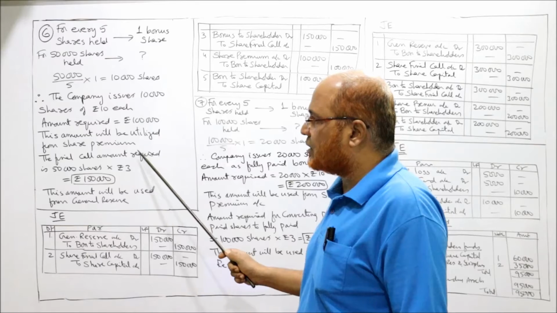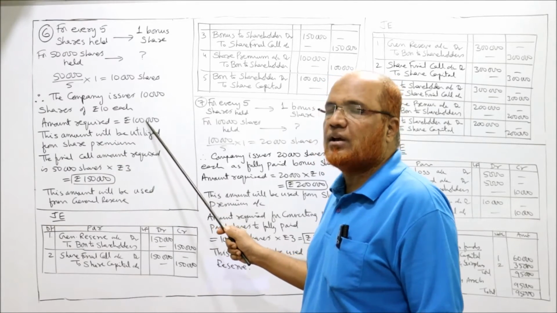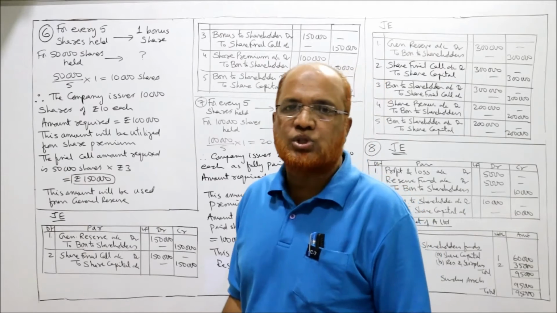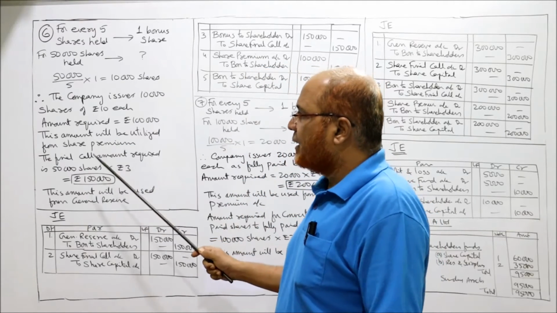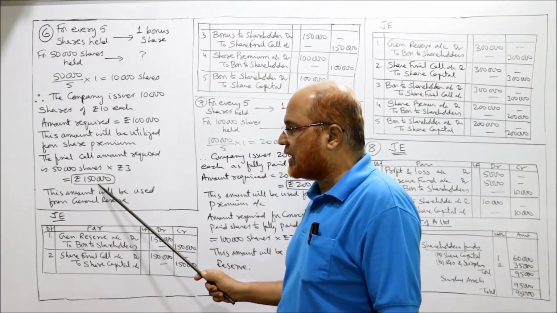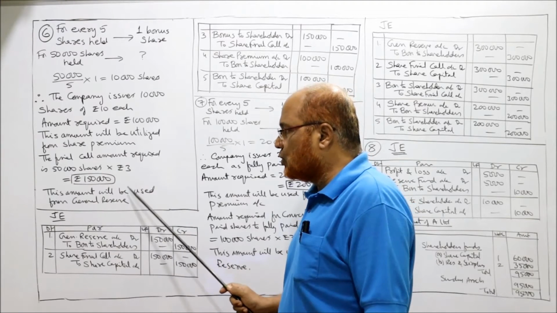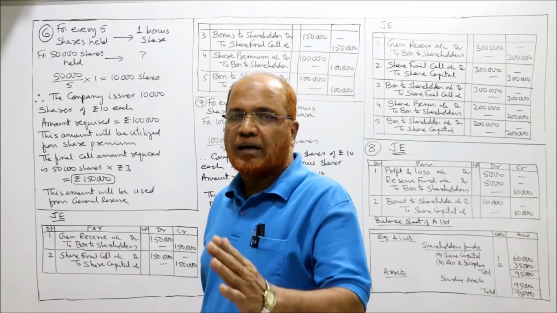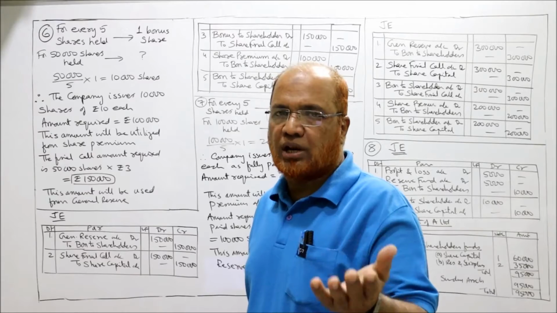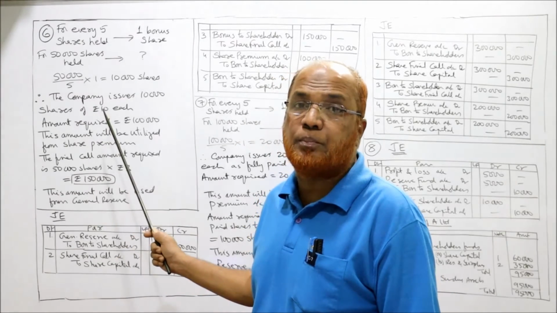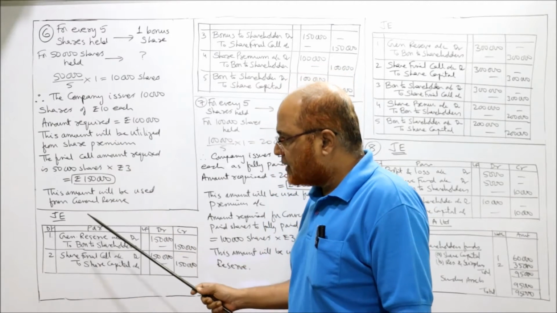The final call amount. So share premium 1 lakh rupees required for issuing fully paid bonus shares, and for giving bonus shares we will use the share premium account. And the final call amount required is 50,000 shares into 3 rupees, 1,50,000, and this amount will be used from general reserve, already we have discussed. So to convert partly paid into fully paid we will use general reserve, and to issue fully paid bonus shares the share premium account will be used. Right, journal entries.